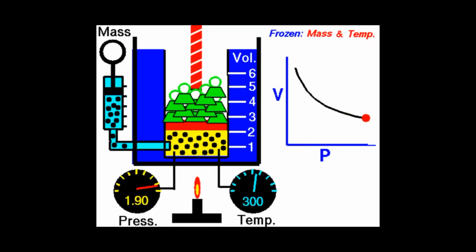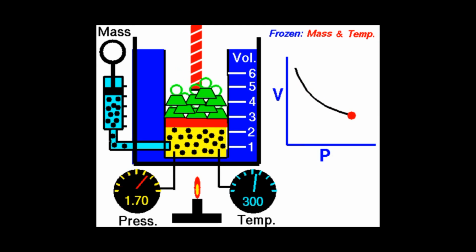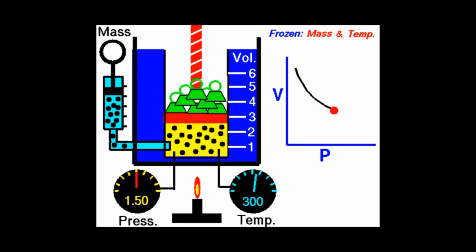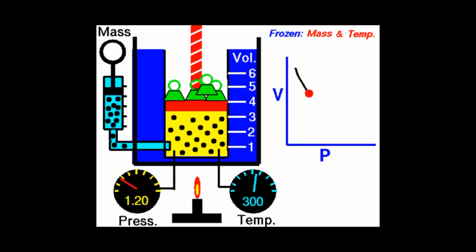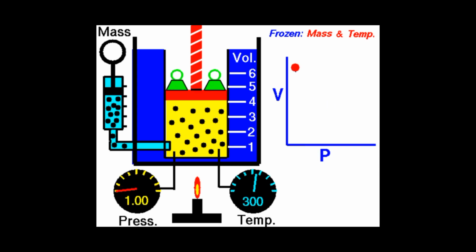Now I will explain Boyle's law by this diagram. In this diagram you can see that gas is enclosed in a container which has a movable piston. The mass of the gas and the temperature are kept constant. You can see that when the pressure on the piston is increased, the volume is decreased, and when the pressure on the piston is decreased, the volume of the gas is increased. The graph on the right side also represents the same condition: when the pressure is increased, volume is decreased, and when the pressure is decreased, the volume is increased.